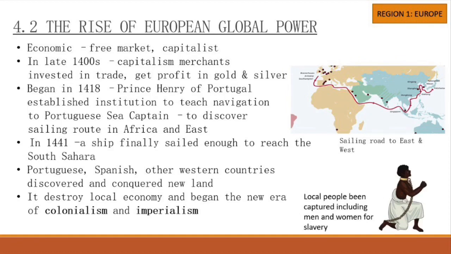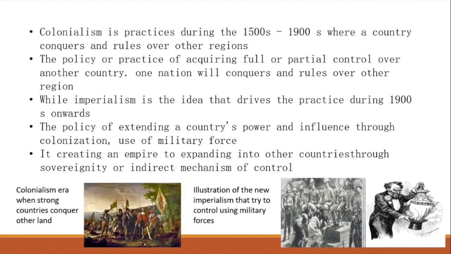And later on, the other Western European countries followed those Portuguese and Spanish steps, and this began a new era of colonialism and imperialism. There is a difference between colonialism and imperialism. Okay, first I will explain the meaning of colonialism.